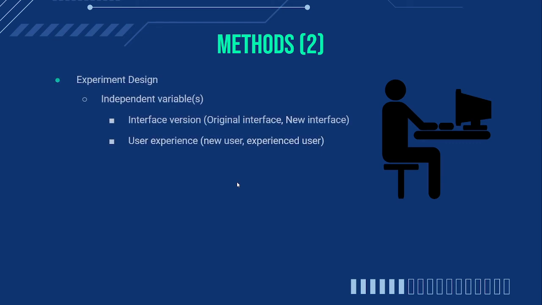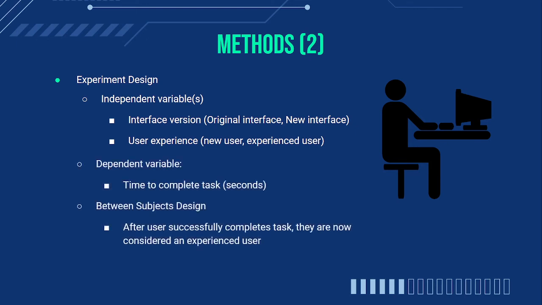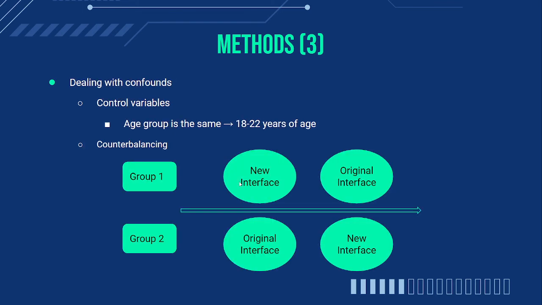For the experiment design, the independent variables are the interface version and experience the user has. Either they are a new user or an experienced user. The dependent variable is the time it takes to complete the task measured in seconds. The experiment will make use of the between subjects design because once the user successfully completes the task, they are considered an experienced user. To deal with confounds, I have introduced a control variable for the age such that the experiment only deals with the same age group. In this case, the participants are in the age group of 18 to 22 years.